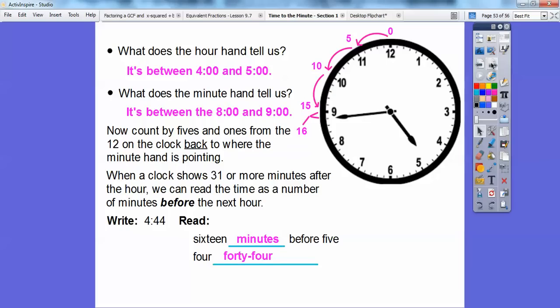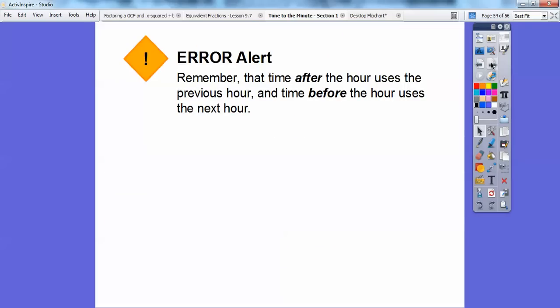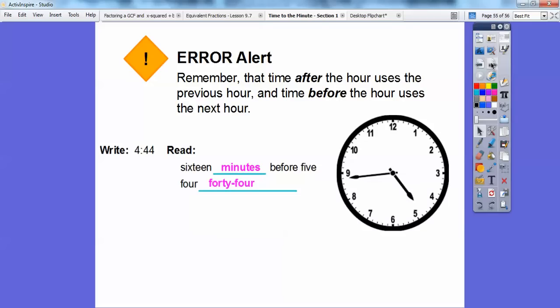All right, you guys, just be careful. Remember that the time after the hour uses the previous hour. So it's 4:44 if it's the time after the hour, and the time before the hour uses the next hour. So if we're talking about before the hour, then we're going to say how many minutes it is before the hour. In this case, it was 16 minutes before 5 o'clock. And 16 minutes before 5 o'clock is the same as 4:44. Okay, so you can say it both ways.